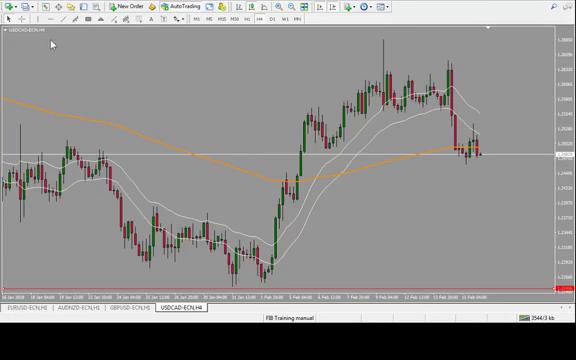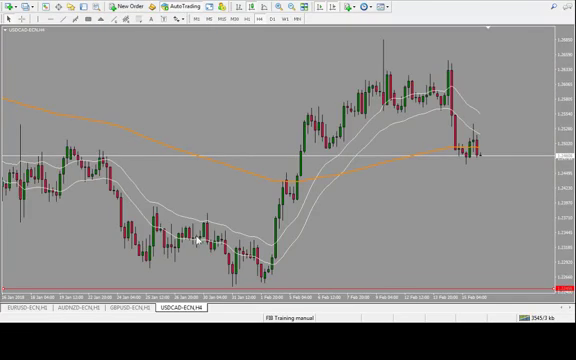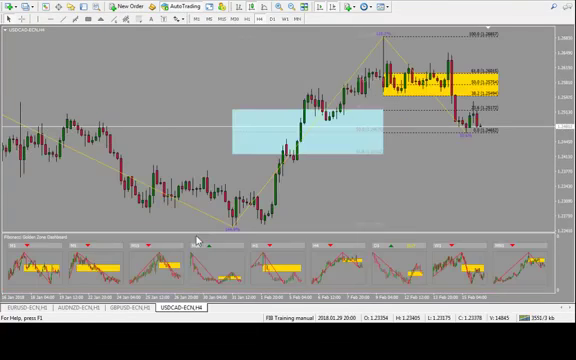Okay, just switch profile to, oh no, just switch charts. Templates. Okay, so here we are.